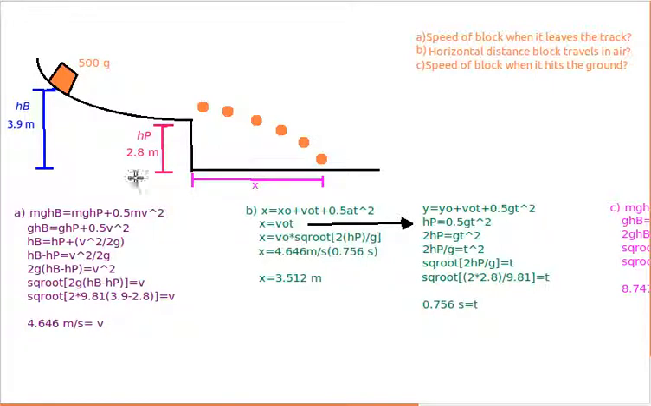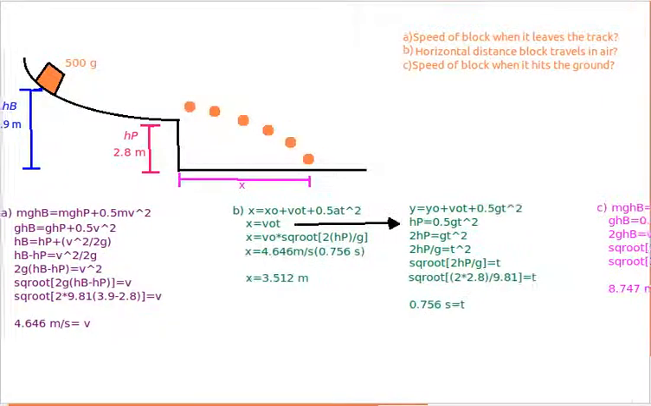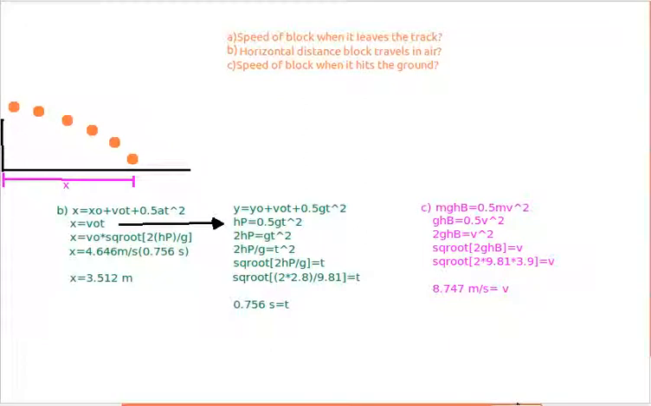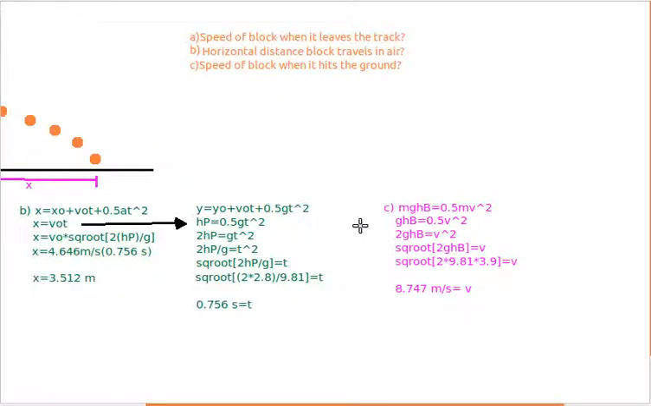Now we have 2 other options. We could use the information here and set the energy of the block at this point to the energy at this point, but I think it would be easier to use this point because we would only be working with potential energy because the block is at rest at this point. So, using that initial starting point, we have the potential energy of the starting point, which is m times g times hb, equaling the kinetic energy as the block is hitting the ground, which is 0.5 m times v squared.